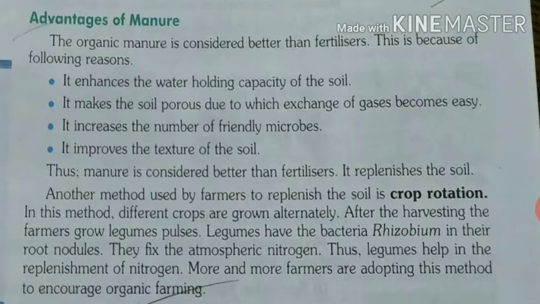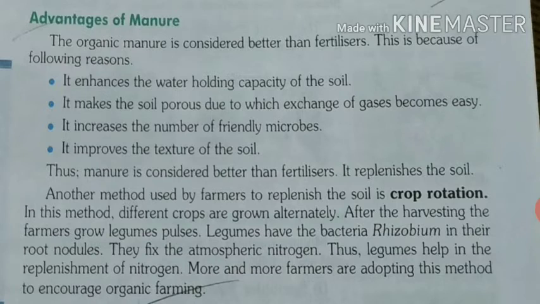Crop rotation is the practice in which different types of crops, leguminous crops and non-leguminous crops, are grown alternately in the same field or soil. In crop rotation, cereal crops like wheat, maize, paddy and millet are grown alternately with leguminous crops like pulses, peas, beans, groundnut and cloves, etc. in the same field.